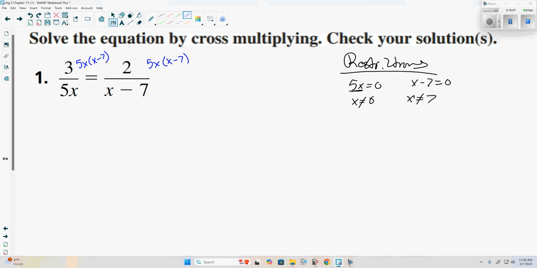So looking at this one here, I know we're going to have to multiply by 5x and x minus 7. Because here the 5x and 5x would cancel. Here the x minus 7 and x minus 7 would cancel, leaving us with 3 times x minus 7 is equal to, well, 2 times 5x is 10x.